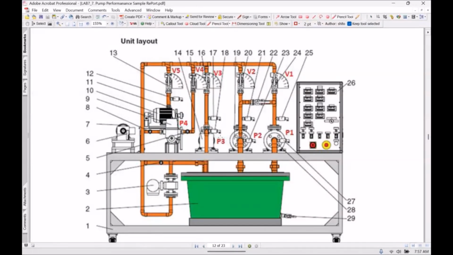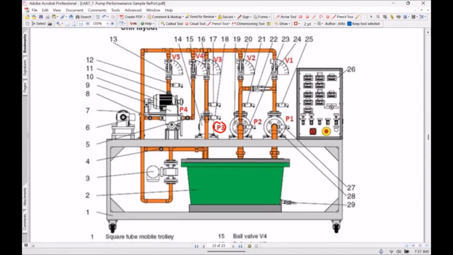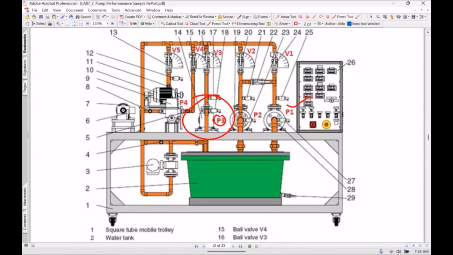And here this is a displacement pump, or maybe a reciprocating pump. This is not a rotary pump. This is a rotary pump, and here we can analyze any outside pump. And this is another displacement pump, maybe a reciprocating pump, and this is a fixed. So now here we are going to use P1 or P2.